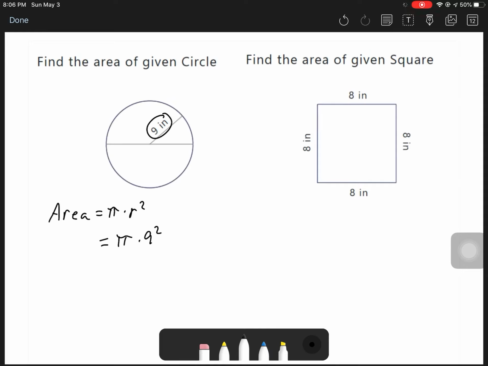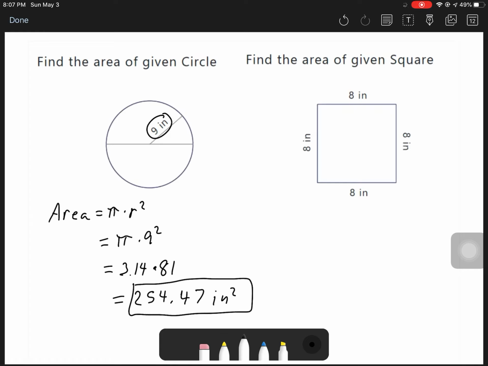Okay, so pi times 9 squared, so pi is 3.14 if you want to plug that in, or you can find the button in your calculator, times 81. If we type this in, 81 times pi, we get 254.47. And that would be inches squared. Whenever we're doing area, we should put our units squared.